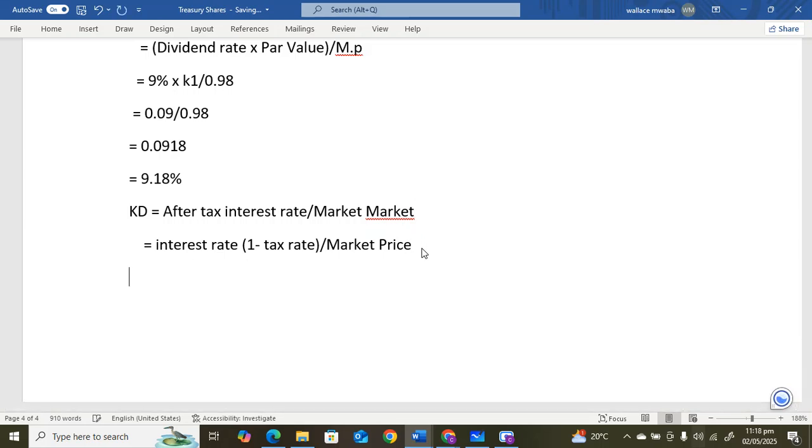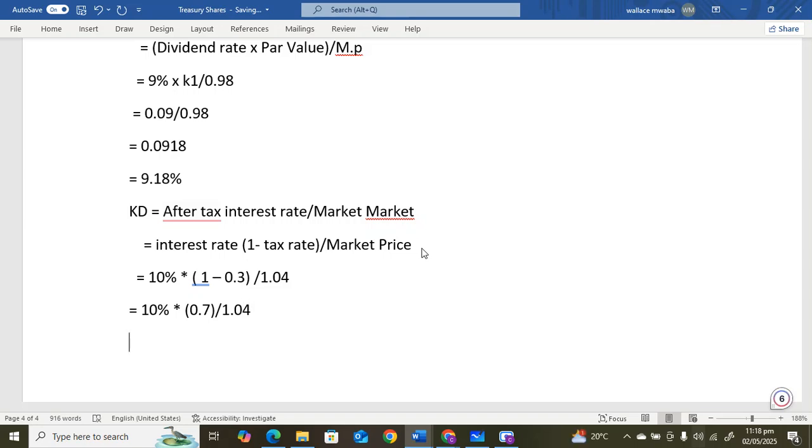So here, interest rate is 10%. 1 minus the tax rate, which is 30%. Convert it into a decimal, 0.3. Even the 10%, we can convert it into a decimal, or you can leave it as it is. Market price of debt is 1.04. So 10% multiplied by 1 minus 0.3, that is 0.7, divided by 1.04.